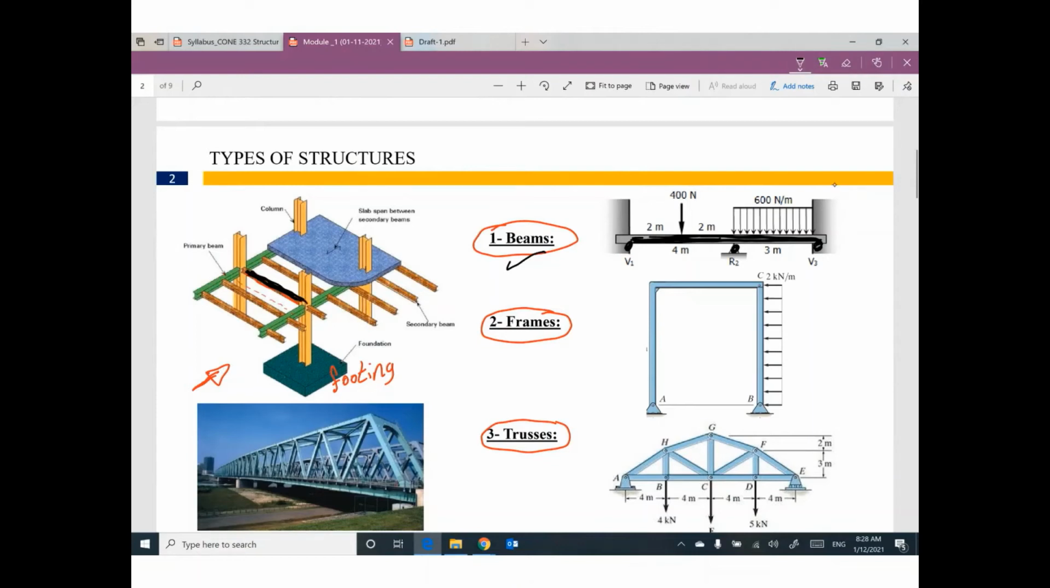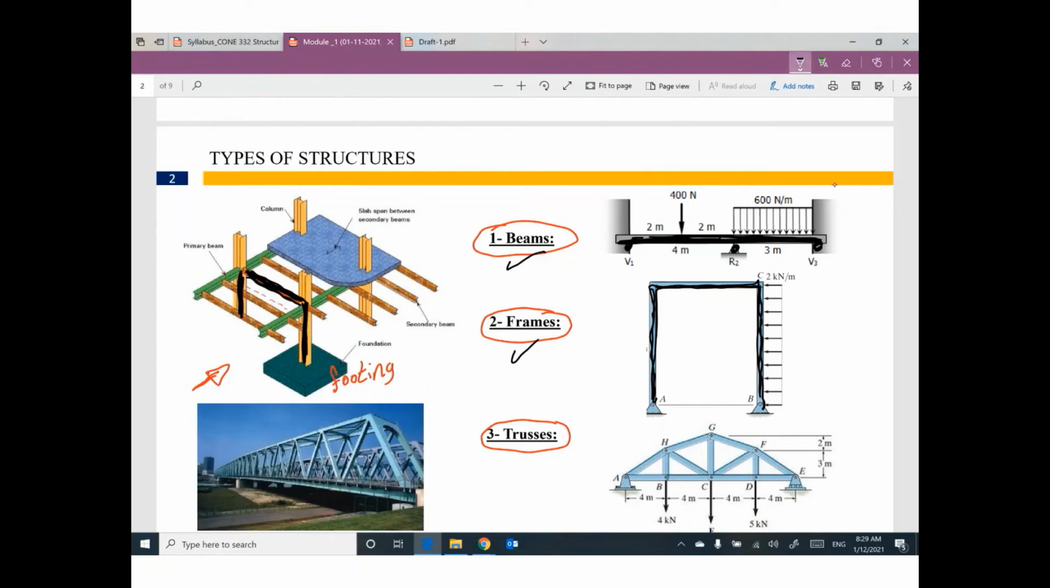But if you consider this beam with this column, and this member, and this member, the 3 members together as a whole structure, at this moment this structure can be called a frame. So I can say frames are beams with more than 1 member. The beam is 1 member, this member only. But if you have 3 members, or at least 2 members connected together, this structure can be called a frame.